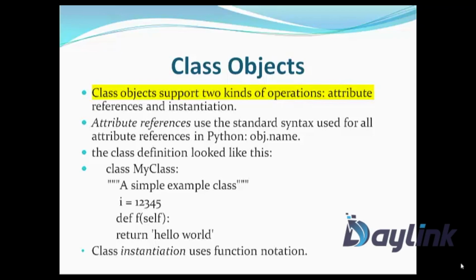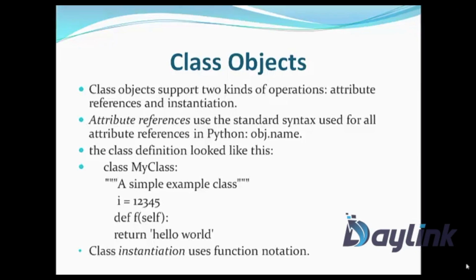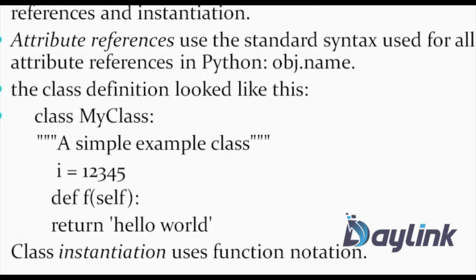Class objects support two kinds of operations: attribute references and instantiation. Attribute references use the standard syntax for all attribute references in Python, obj.name. The class definition looks like this: class MyClass, a simple example class, i = 12345, and def f(self) returning hello world. Then MyClass.i and MyClass.f are valid attribute references, returning an integer and a function object respectively.